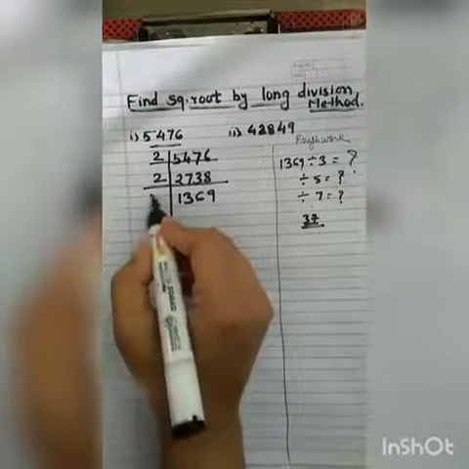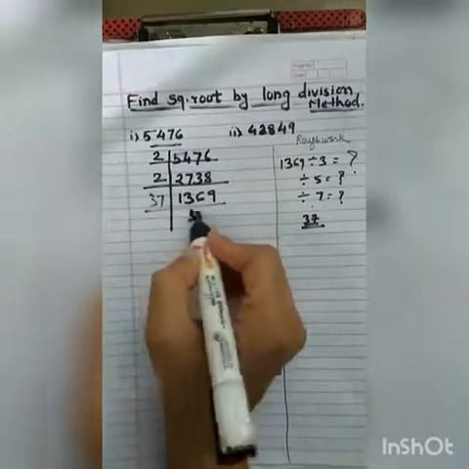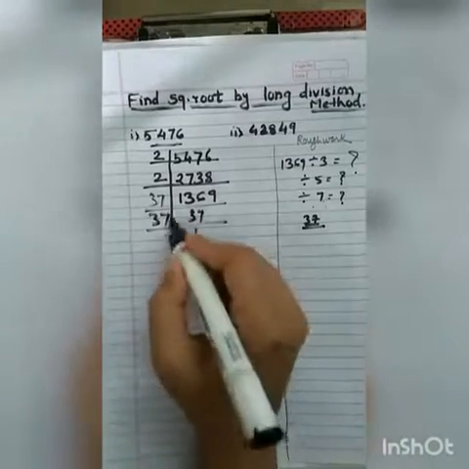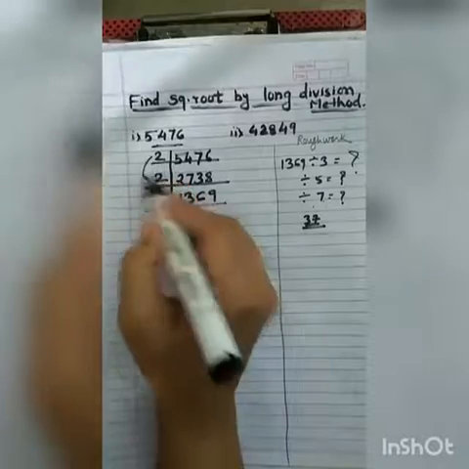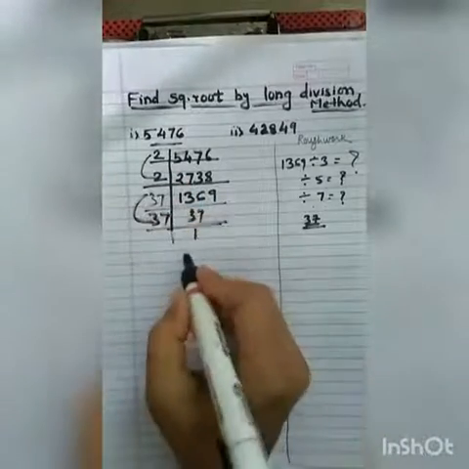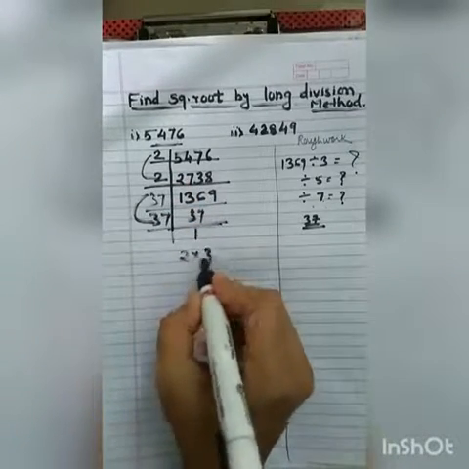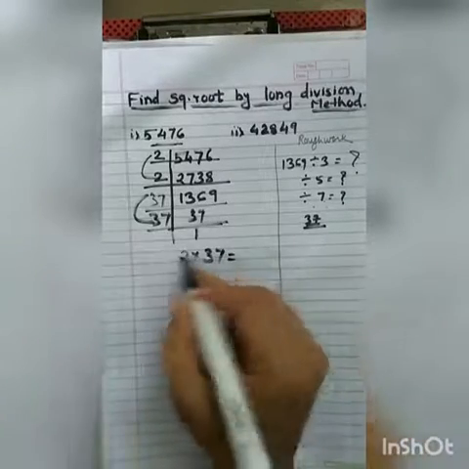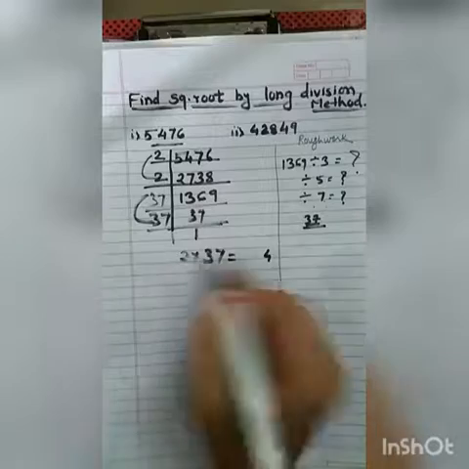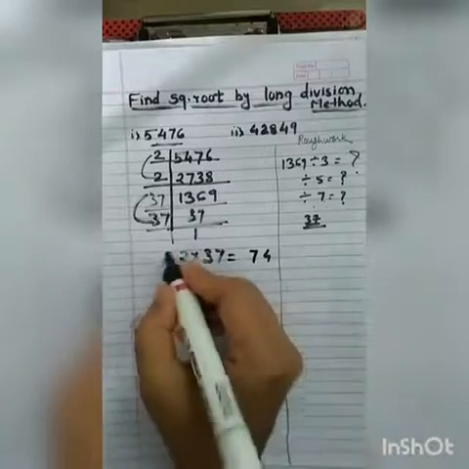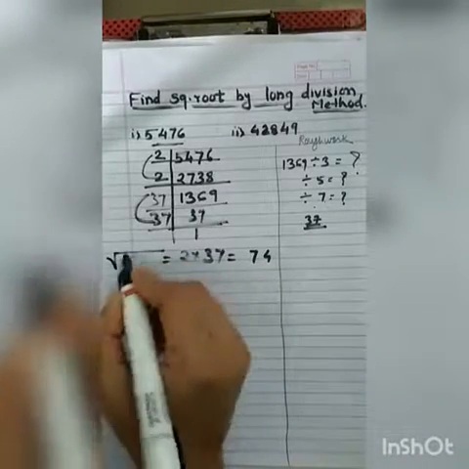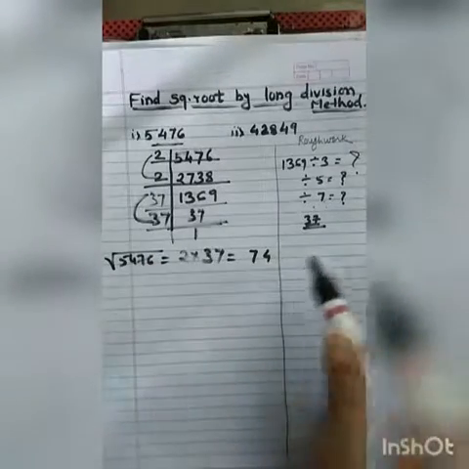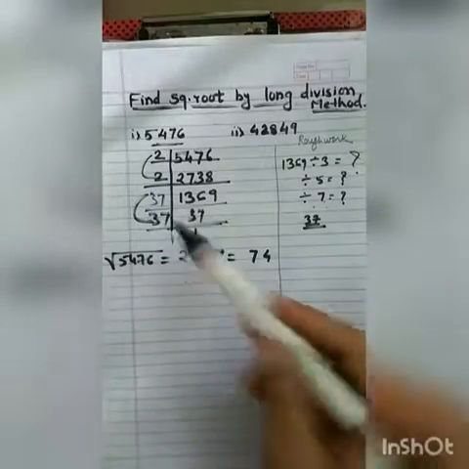By 37, we will get 37, and then by 37, it will be 1. So the square root will be 2 and 37, that is 2 into 37. 2 into 37 equals 74. So the square root of the number 5476 is 74. Now you will see that it is easy.